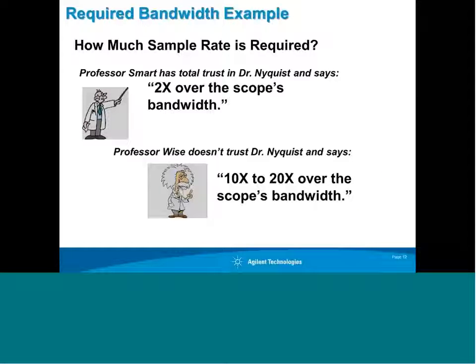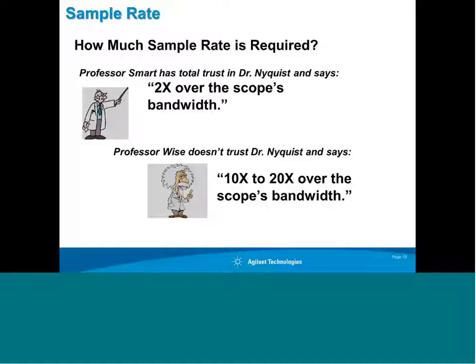So let's now talk about what sample rate is required to produce that bandwidth in a scope. Now there are 2 trains of thought here, and here I show a cartoon of Professor Smart. He has total trust in Dr. Nyquist and says that all I need is 2 times the scope's bandwidth. So for example, if you determine you need a 1 gigahertz bandwidth scope, Dr. Smart would say all you need is 2 gigasamples per second. Now Dr. Wise doesn't trust Dr. Nyquist, and he says, I want 10 to 20 times the scope's bandwidth. Now the truth lies somewhere in between these two.